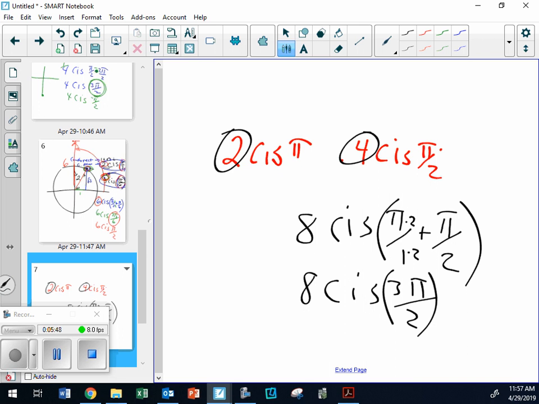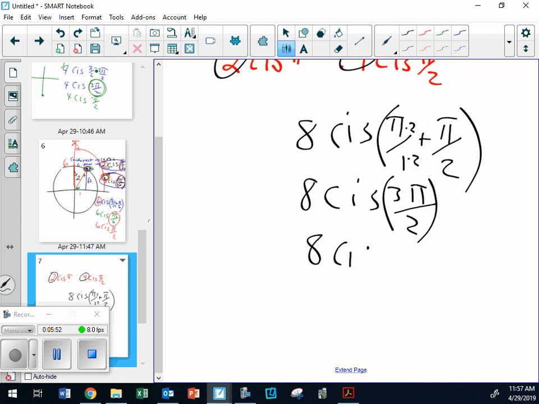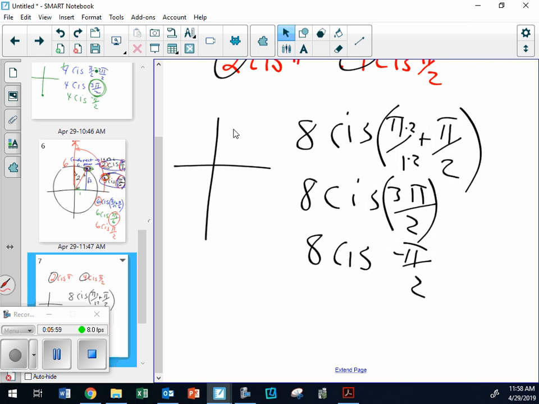Oh, yes. Negative pi over 2. Why? Because if you look at it, here's where it is. It's down here. What's so wrong with saying 3 pi over 2? Can't go past pi. So then you got to go the other way and say negative pi over 2. Very good. Okay. So that's multiplying 2 things in cis form.